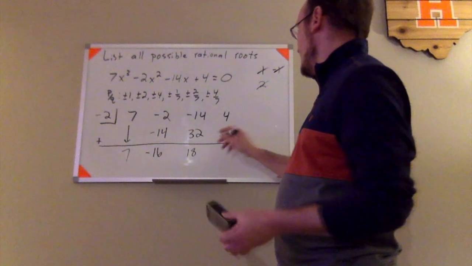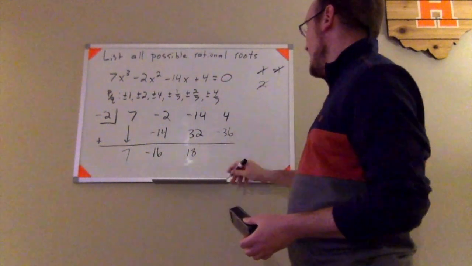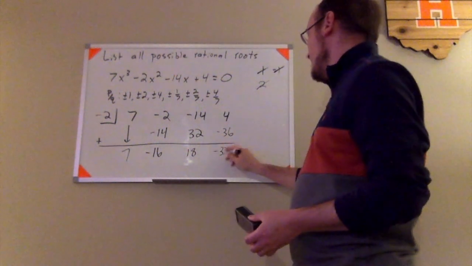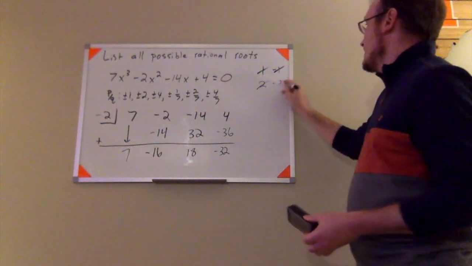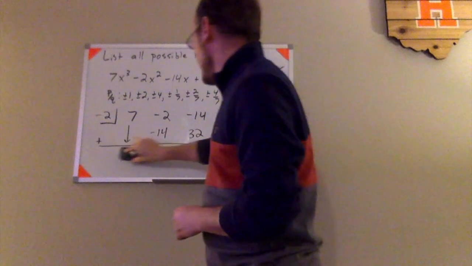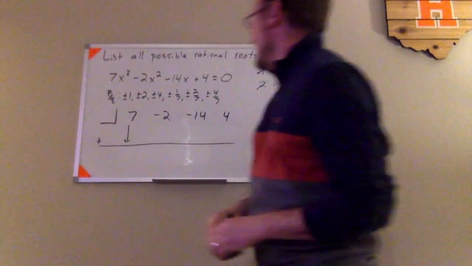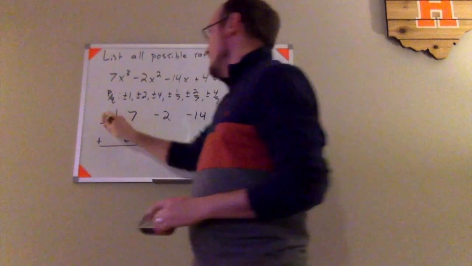With that, 2 times negative 18 is negative 36. And add your column there, that's negative 32. Either way, not 0. So that didn't work. We having fun yet? Now let's try 4.